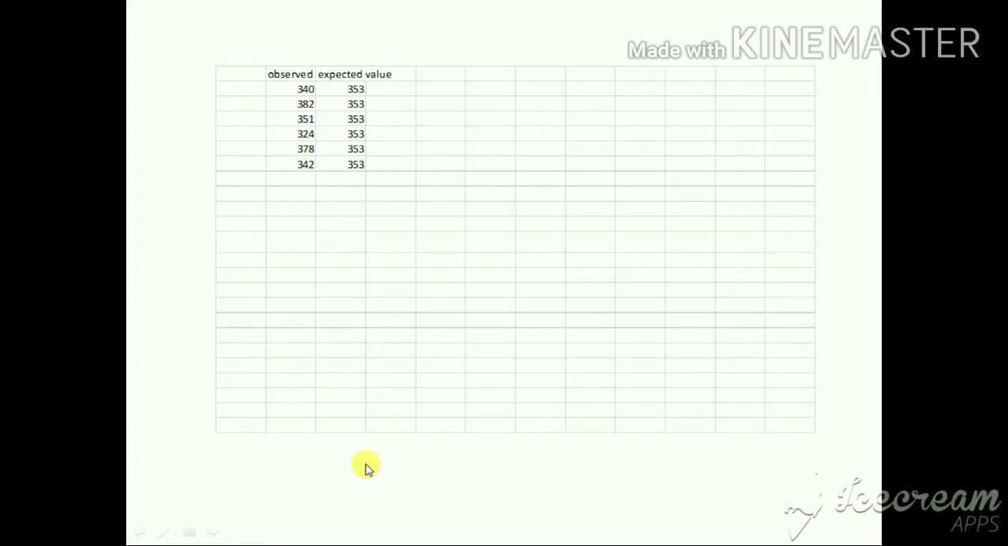Now we have to put this value in Excel. This is the observed value, and as we have calculated, this is the expected value, 353.